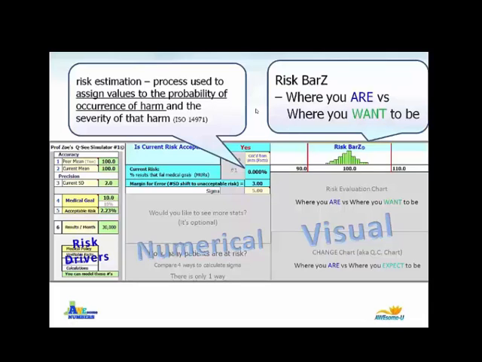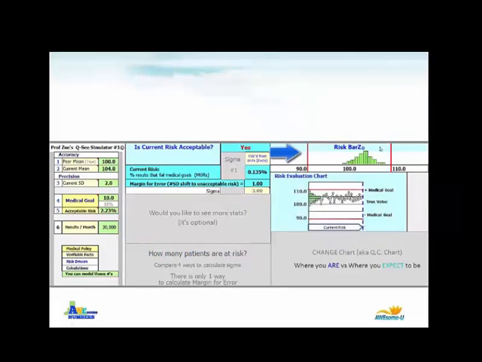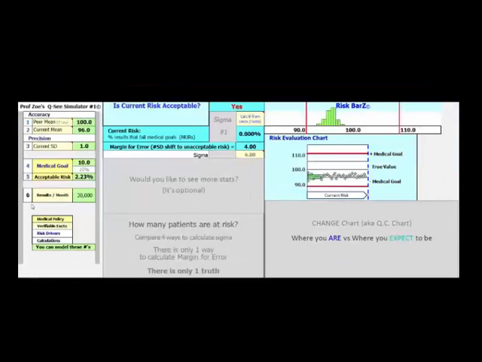Risk bars and risk charts simply show you that calculation, show you what's going on. They show you where you are versus where you want to be. These are the risk bars. These are the charts. Every time you change the mean or the SD, the visual information that you receive here will be different. Okay, let's take this live.